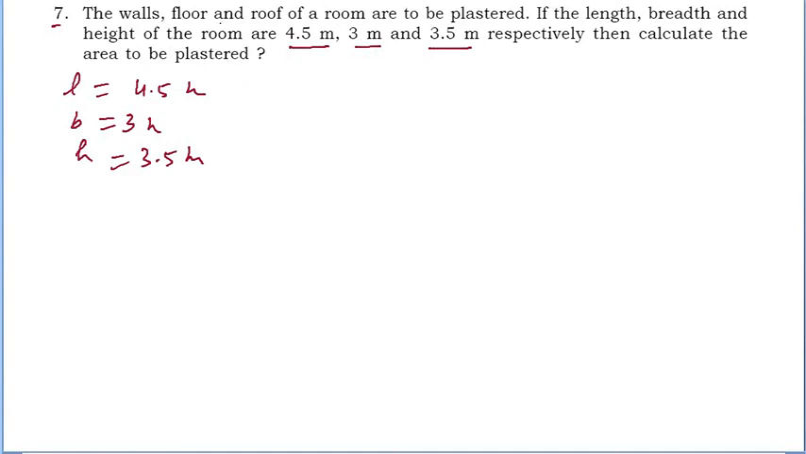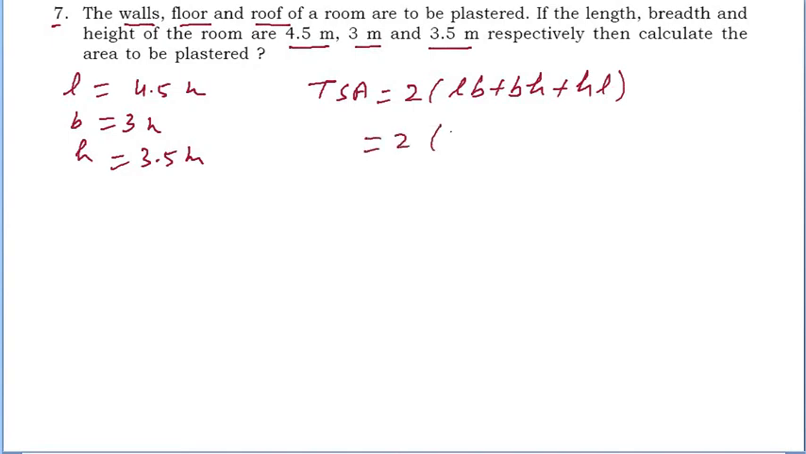The walls, floor, and roof of a room. That is the total surface area. So total surface area of the room is 2(LB plus BH plus HL). Now put the values, that is 4.5 into 3 plus 3 into 3.5 plus 3.5 into 4.5. So what will happen?